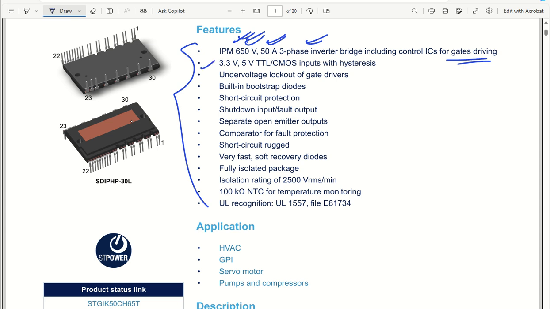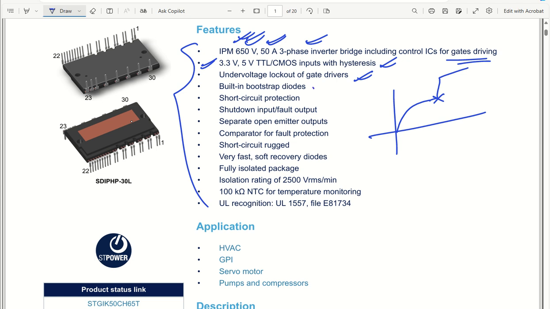We have 3.3 volt and 5 volt both TTL and CMOS inputs with hysteresis, so we have compatibility with 5 volt and 3.3 volt logic levels. We have undervoltage lockout for the gate driver as well, which can be designed with a minimum voltage. Otherwise the system would suddenly start working; it should first reach a certain level and only then start working. This is how we can design our undervoltage lockouts.